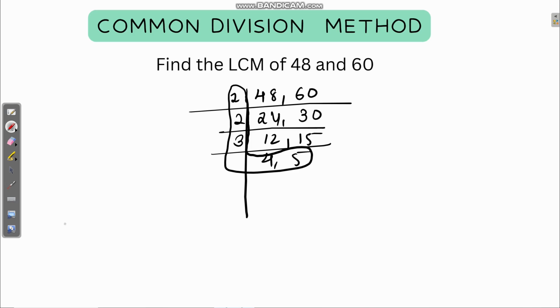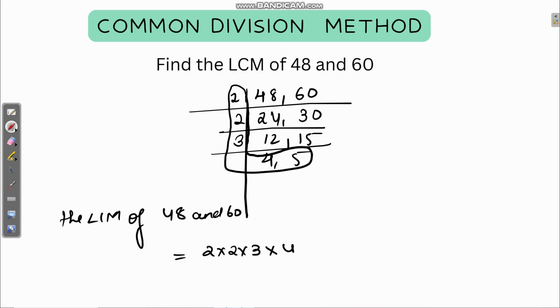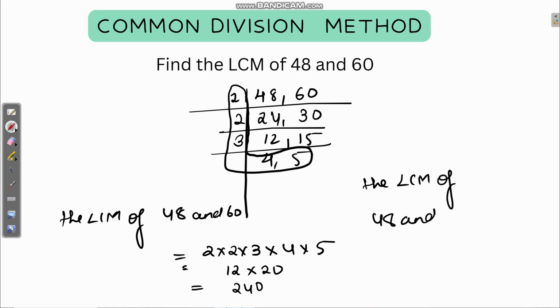Okay, so you write down over here the LCM of 48 and 60 is equal to, so you have to write all the numbers in multiplication form. So 2 into 2 into 3 into 4 into 5. So 2 into 2 is 4, 4 into 3 is 12, into 4 5s is 20. So 12 into 2 is 24 and this 0. So the LCM of 48 and 60 is 240.